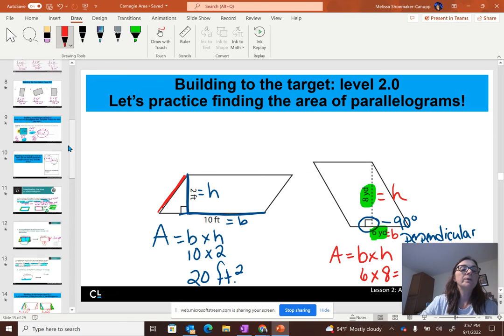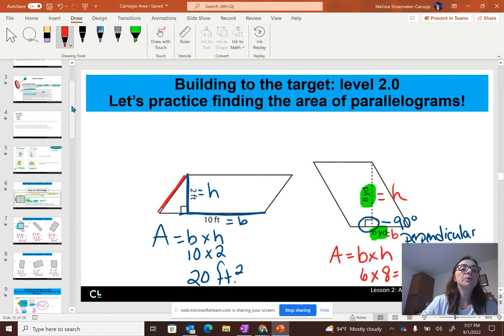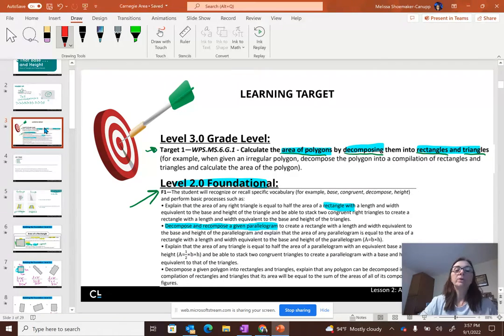Okay, we're going to keep going here with our area. I'm going to do a quick little recap. Remember, we are moving towards this 3.0. We're building a strong foundation of being able to find the area of rectangles, squares, parallelograms, and understanding how parallelograms are really rectangles if you cut off the triangle and move it, and that rectangles are a special parallelogram.